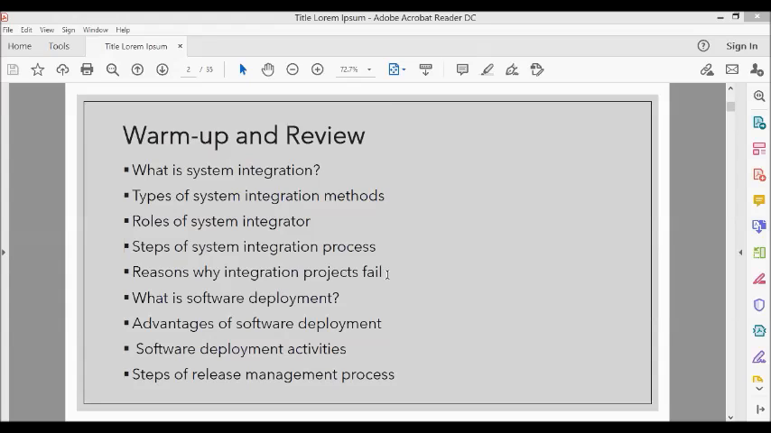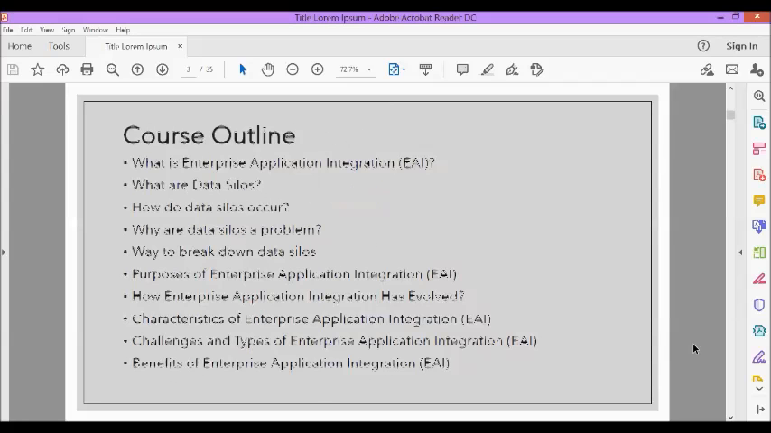We also have some of the steps of release management process, which includes plan release, build release, user acceptance testing or UAT, prepare release, and deploy release.